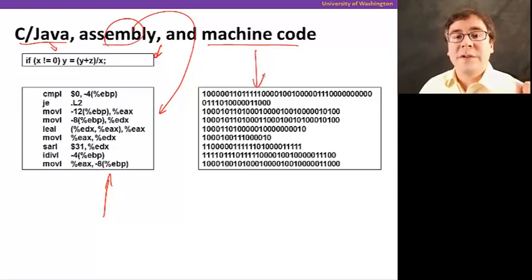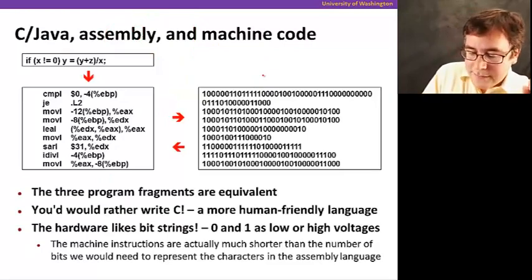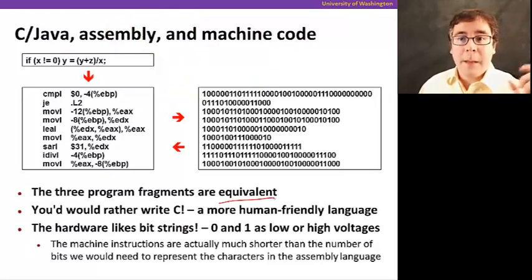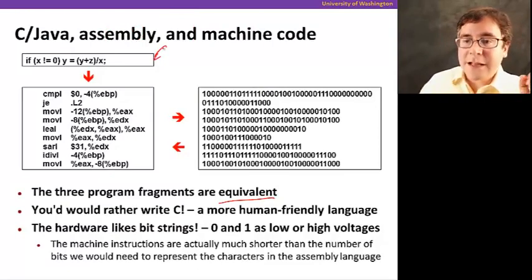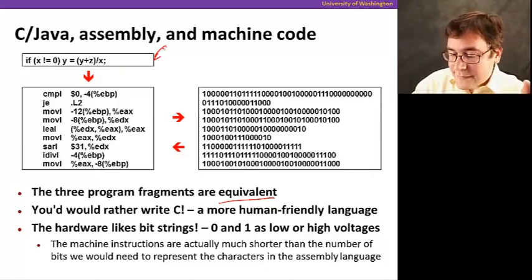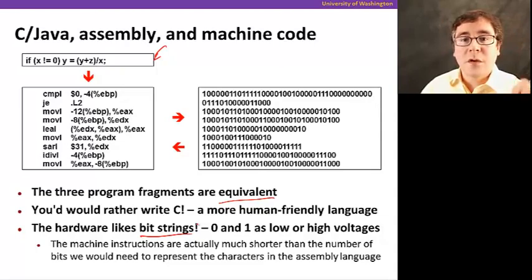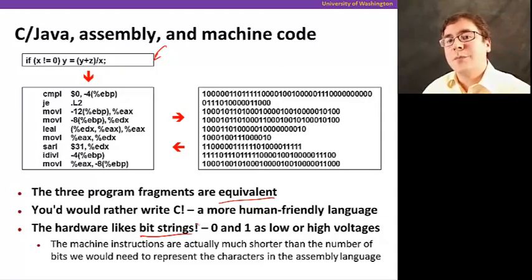So what's in common between these three pieces of code? Well, all of them do exactly the same thing. They're equivalent. But you'd rather write in this language here, because it's much more natural for humans to write. It's much more human friendly. But as I said before, the hardware likes bit strings, zeros and ones. A digital computer likes zeros and ones because they're very easy to represent with electronic circuits: zero is a low voltage and one can be represented as a high voltage.